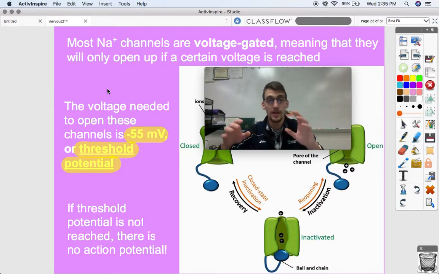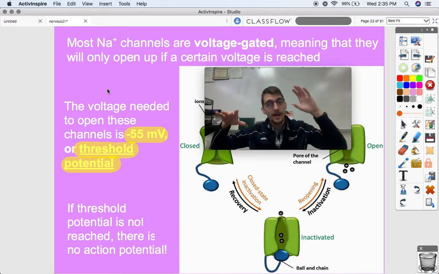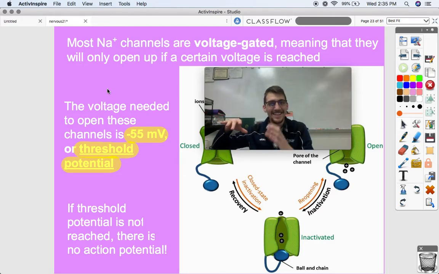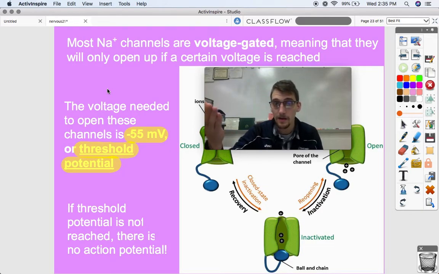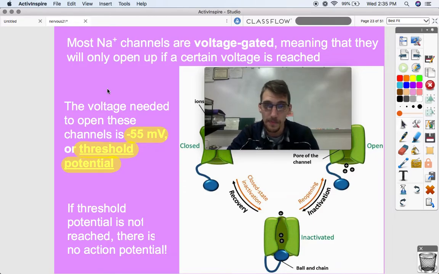All right, so you've got sodium outside the door, and then you've got your sodium channel, which is a door. You open that up, and the sodium comes in. That door is locked in many cases. So what's the key? The key in this case is a change in voltage. So it's voltage gated. A change in voltage acts like a key for that door. Voltage gated means that they will only open up if a certain voltage is reached.